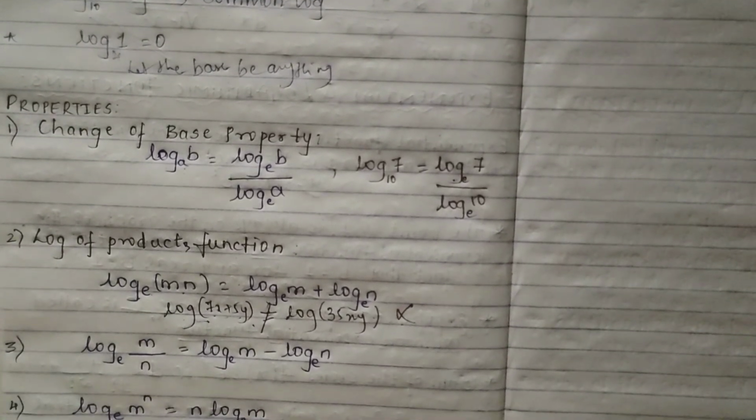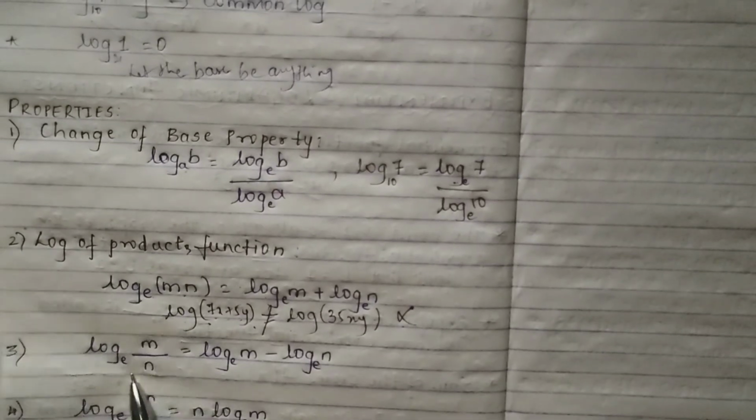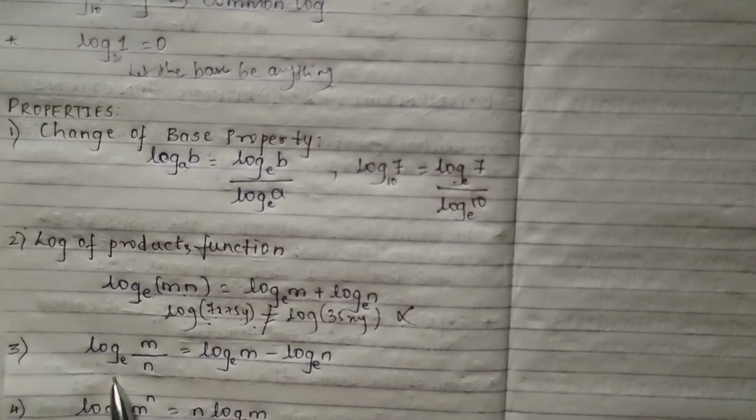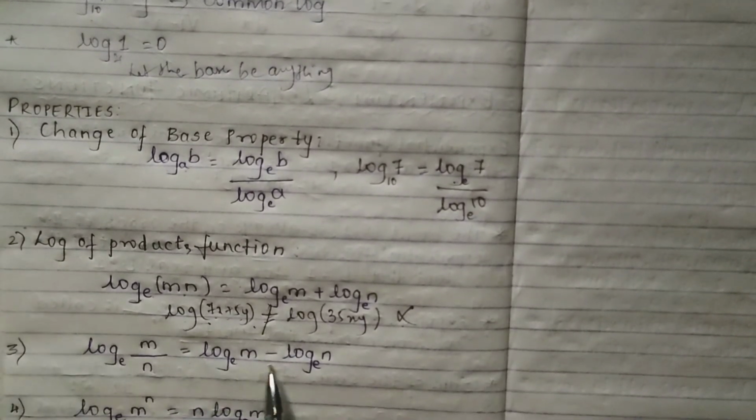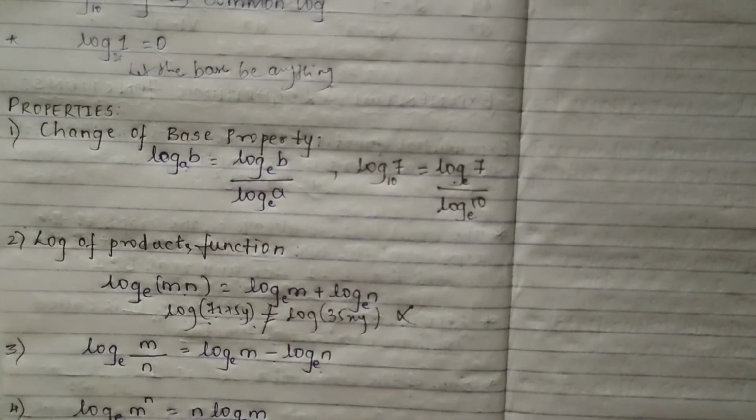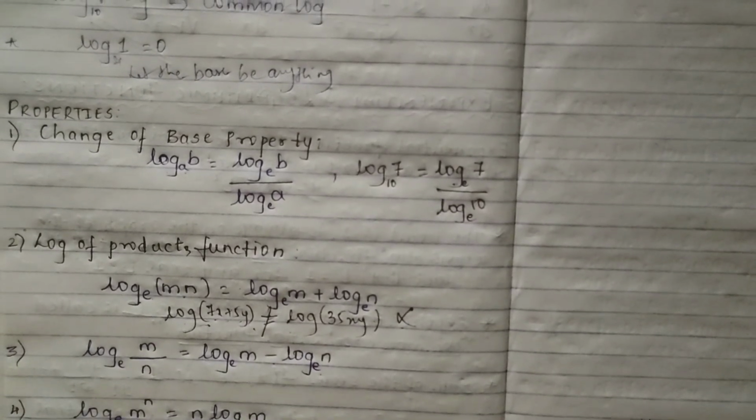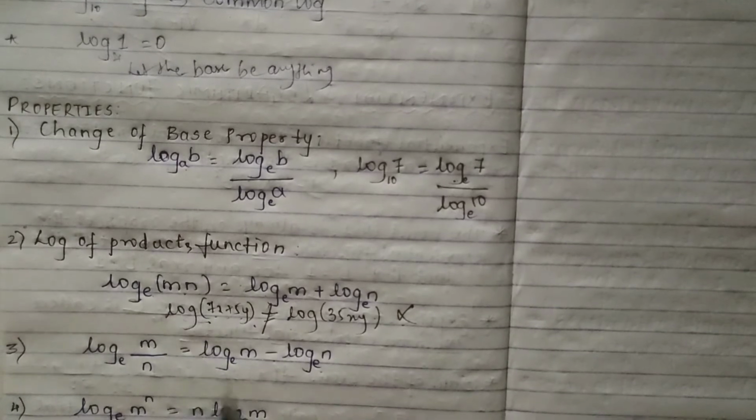The third property you have is the quotient, as this was your product. Now for the quotient, log m by n to the base e will be log m to the base e minus log n to the base e. As you have your identity properties, m into n means m plus n, m by n is m minus n.